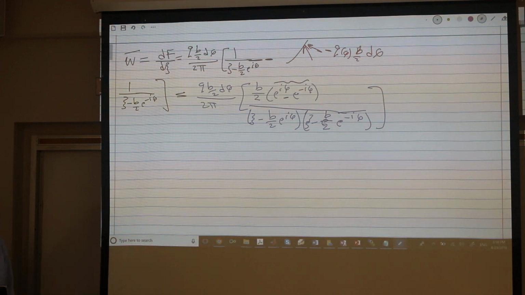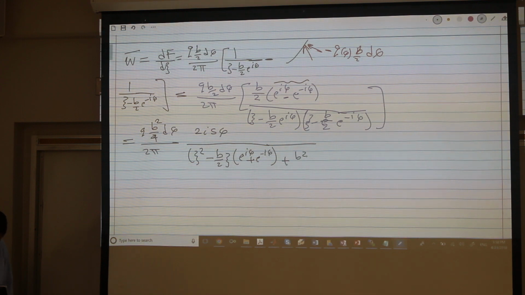What's this guy? Yep, 2i sine phi. Very good. Thank you. And downstairs we'll multiply, so I'll have zeta squared minus b over 2 zeta times e to the i phi plus e to the negative i phi, plus b squared over 4. Okay?